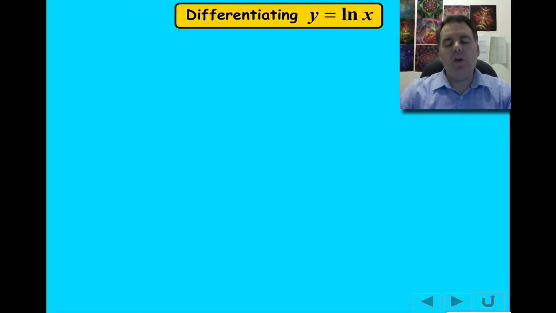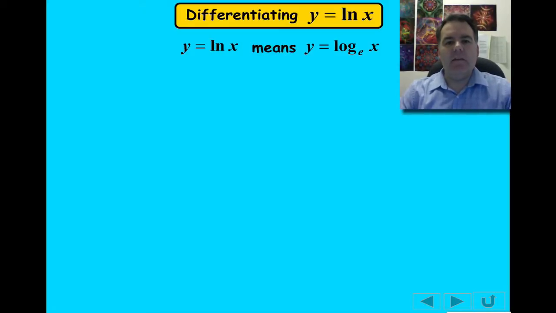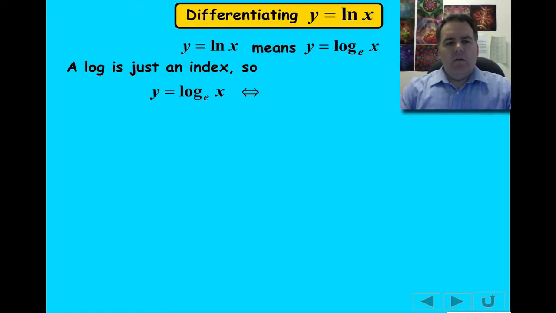Hi everyone, in this video we're going to go through differentiating y equals ln x, or y equals log base e of x. We've done the derivative of y equals e to the x, so we're going to look at the method of how to get this one. So y equals log base e of x, we convert that to an index statement, we get e to the power of y equals x. Now we're going to do something tricky here.